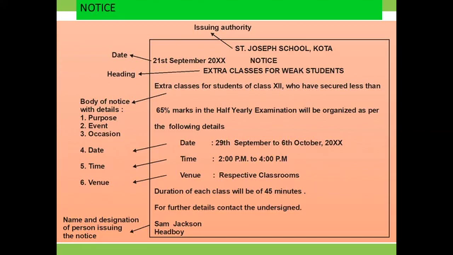You can try to add one relevant additional piece of information related to that particular event or occasion. So मैंने लिख दिया, duration of each class will be 45 minutes. And then for further details, contact the undersigned. After this, leave a line, put up the name of the person who has put up the notice, and below it will be the designation of the person. So designation will always be at the end. ध्यान में रखना.